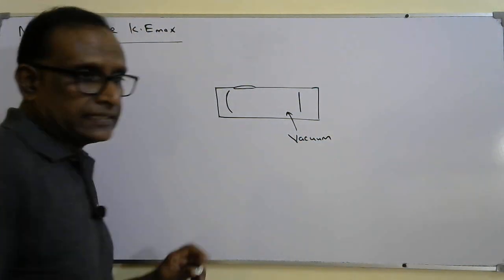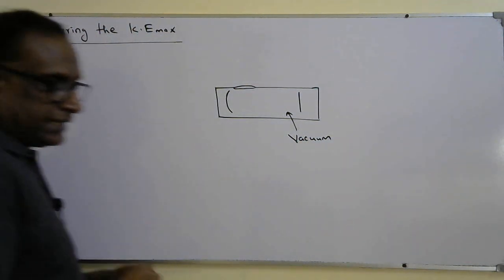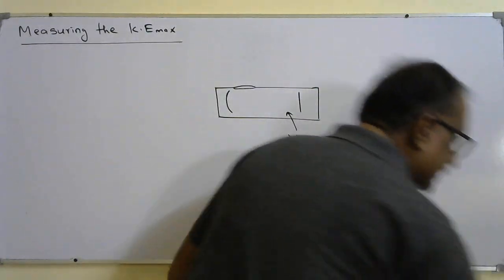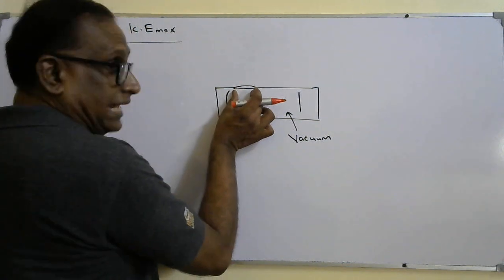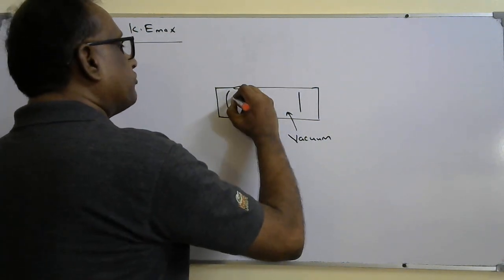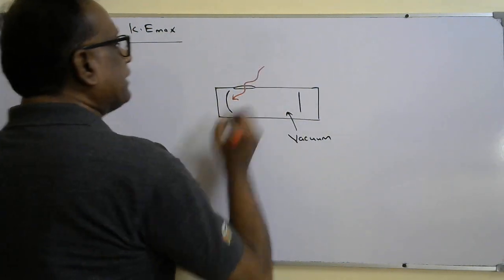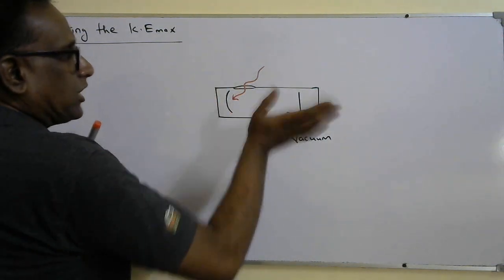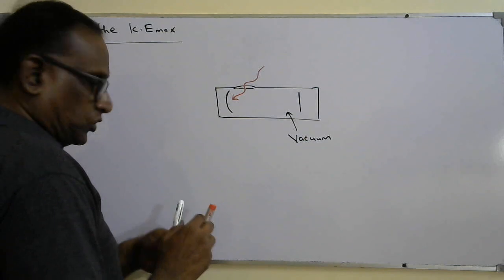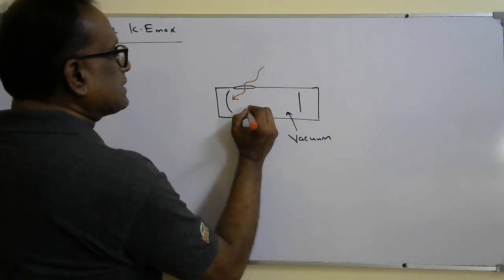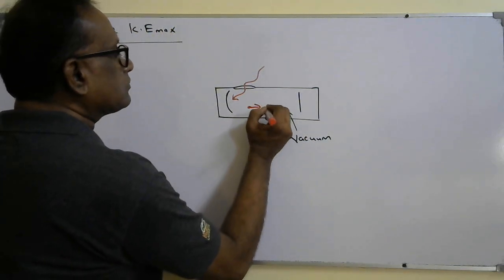This is to avoid unwanted collisions with air particles. If the radiation falls on the emitting electrode through the lens, the electrons will be knocked out and will flow towards the collecting electrode. So the electrons will move towards the collecting electrode.